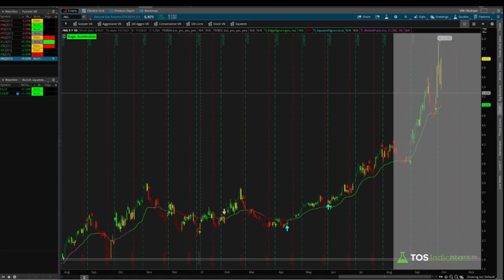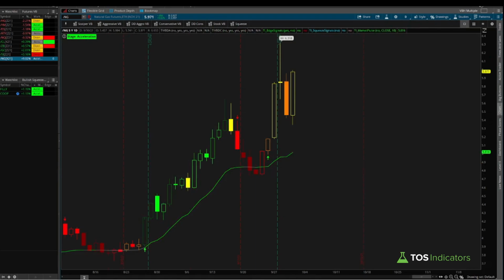Most recently here, we had price action sell off into our market pulse line one more time. That move was then confirmed with the edge signal confirmation, this green arrow. I talked about the edge signal in the previous video, which I'll link if you'd like to learn more about it. And since that edge signal so far, natural gas has really just been running up higher.